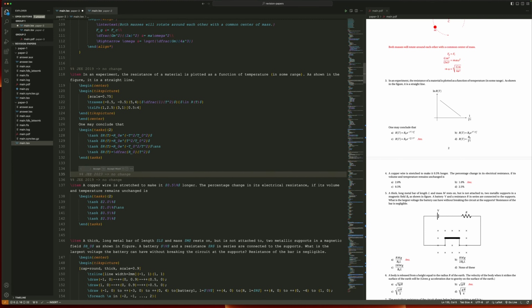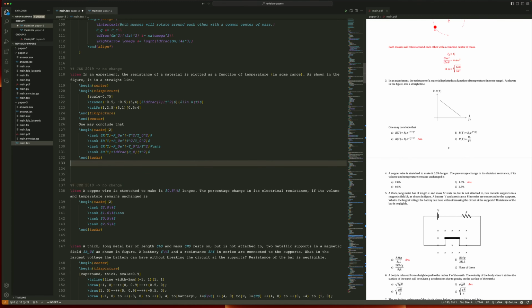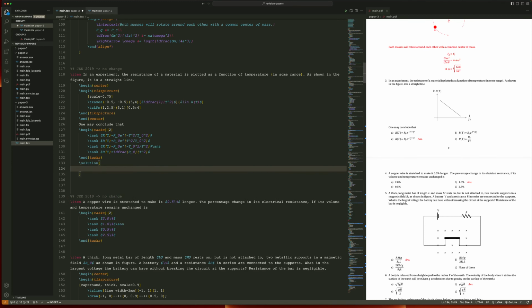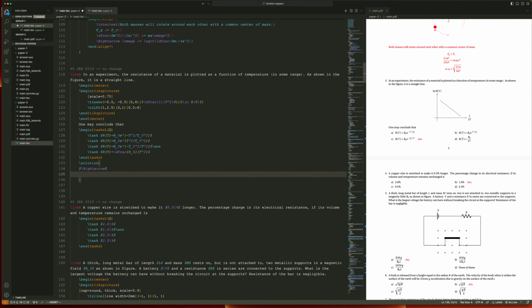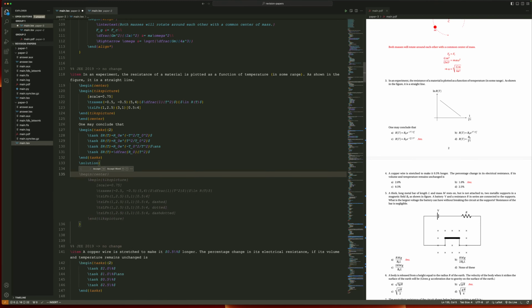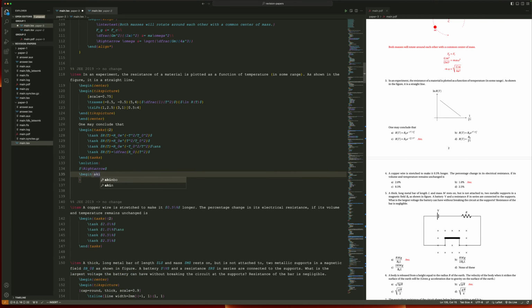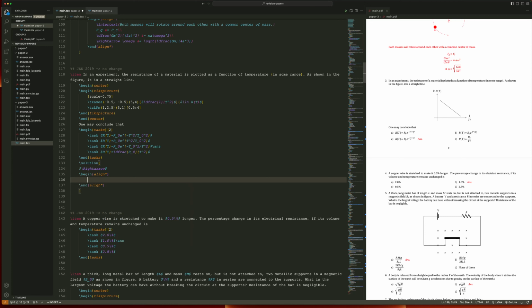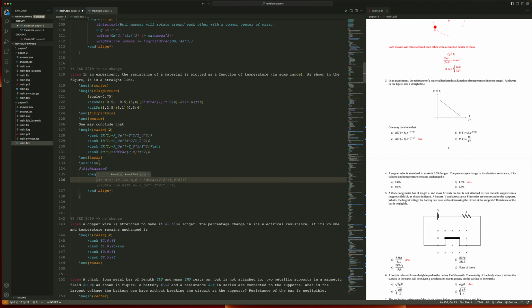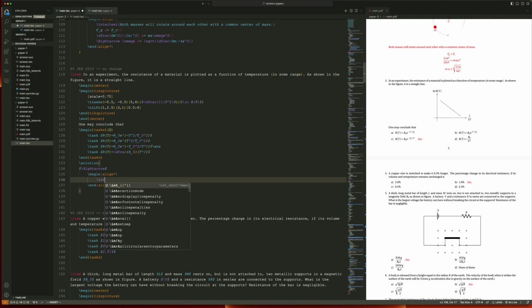So let's start the solution. As you can see, it's giving the proper solution. Begin align is the environment. So let's indent this align part, and we have to first decide something according to the graph. So let's first add intertext.